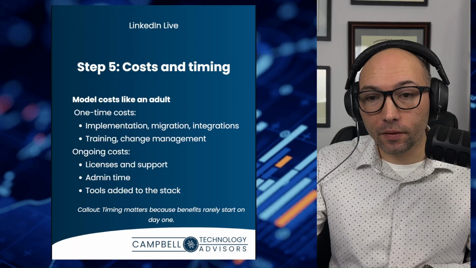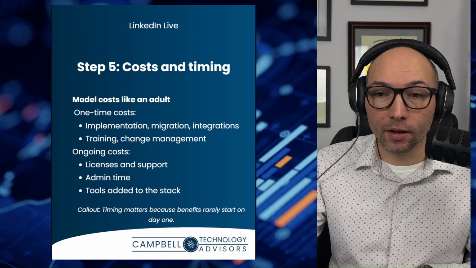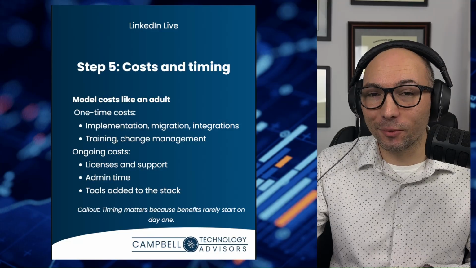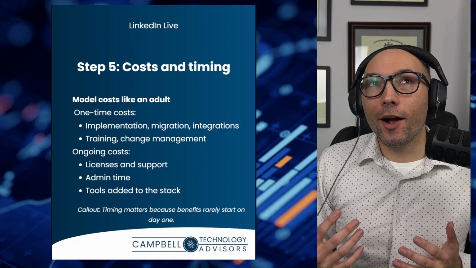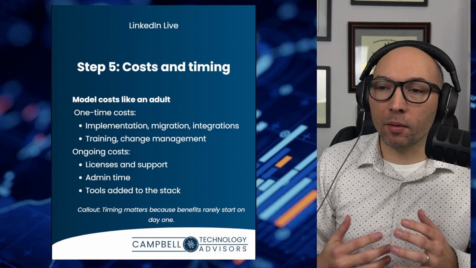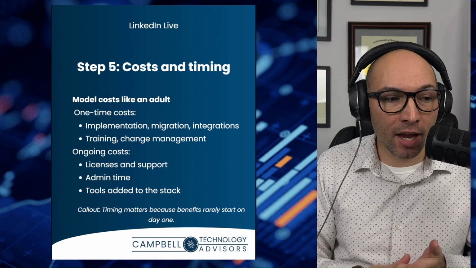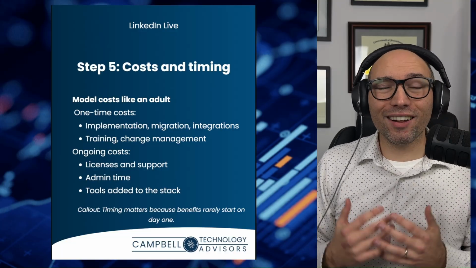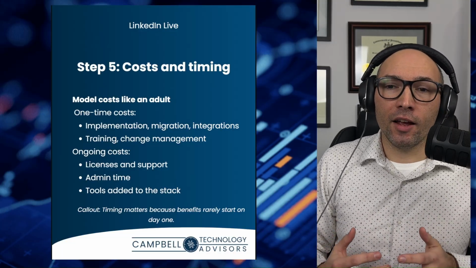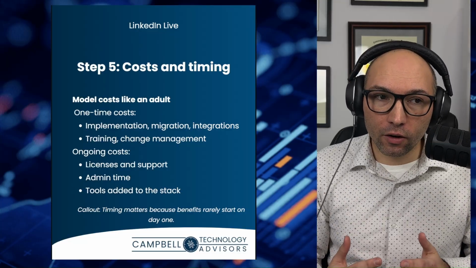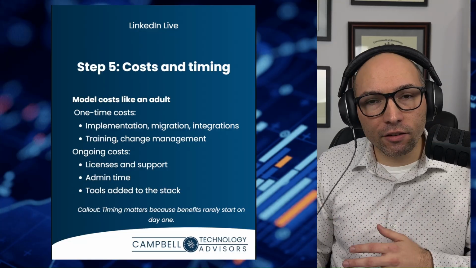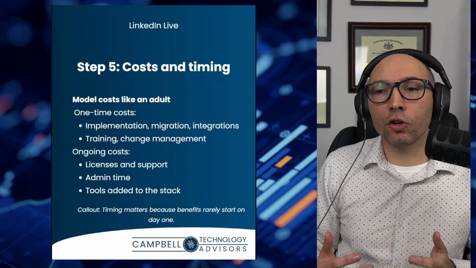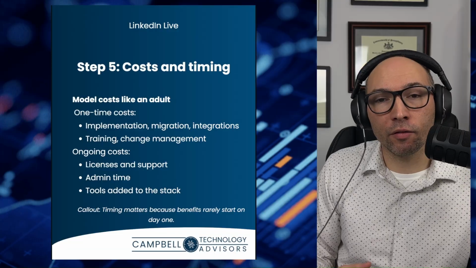Step 5, costs and timing. So this is another place where we can just get sloppy. One-time costs include implementation, migration, training. You've got change management, project management, even integrations. You've got a lot of stakeholders. And there are ongoing costs, something like licenses or maybe support, admin time, and maybe any other new tools that you end up adding with your investment.